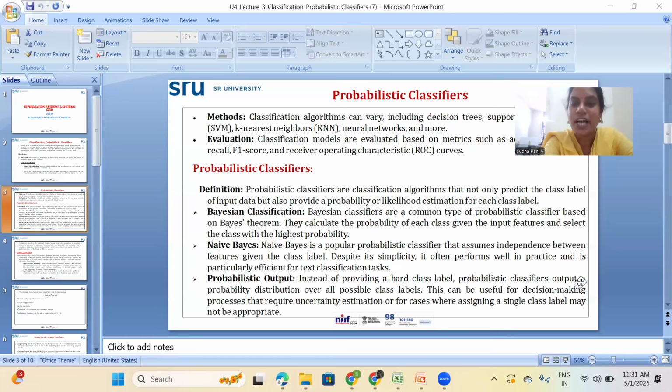Another one is probabilistic output. Instead of providing a hard class label, probabilistic classifiers output a probability distribution over all possible class labels. This can be useful for decision-making processes that require uncertainty estimation, or for cases where assigning a single class label may not be appropriate.